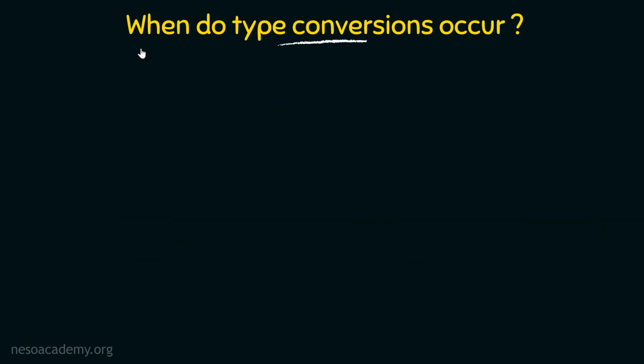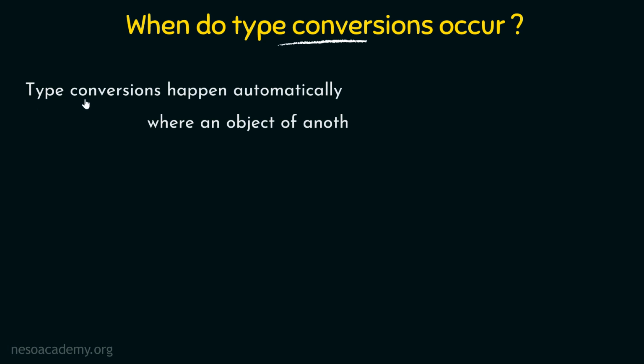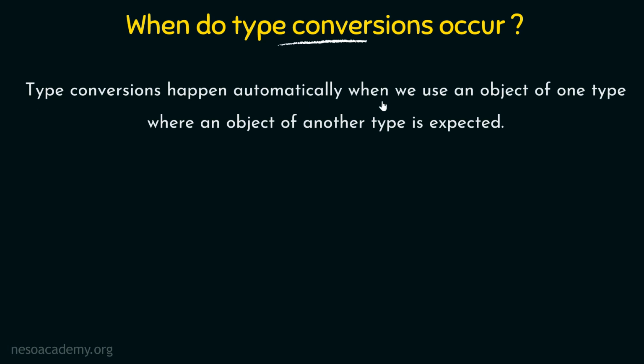The question we were asking is, when do type conversions occur? When do objects need to convert from one type to another? Let's see. Type conversions happen automatically when we use an object of one type where an object of another type is expected. That is, we are expecting one type of object, but what is actually provided is another type.